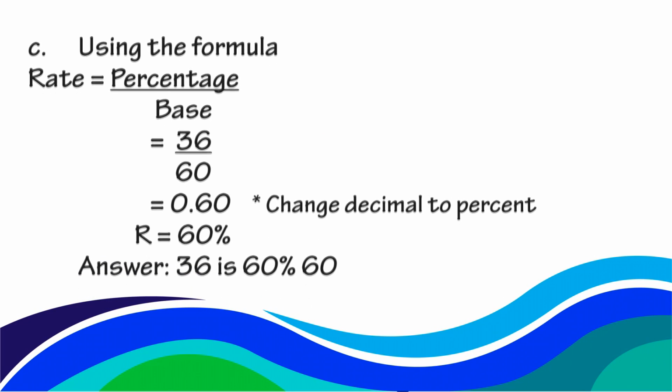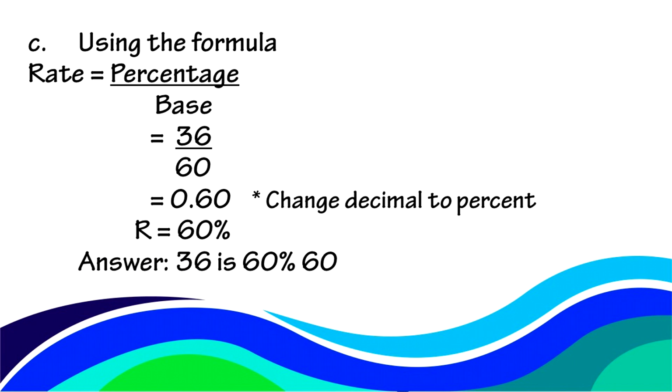The last one is using the formula. The formula for finding rate is percentage over base. We just divide 36 by 60 and our answer is 0.60. To convert it to percent, we multiply 0.60 by 100, so we get 60%.